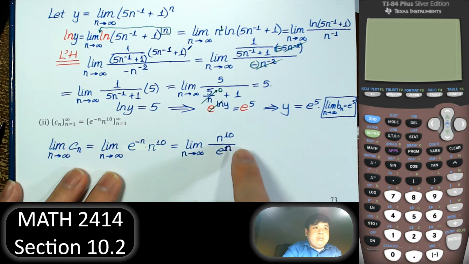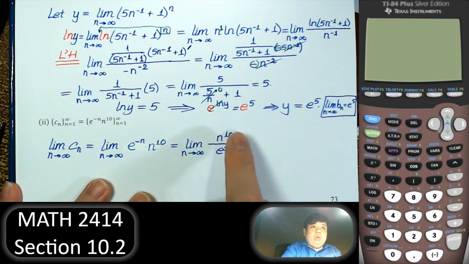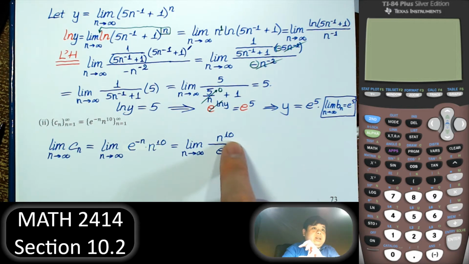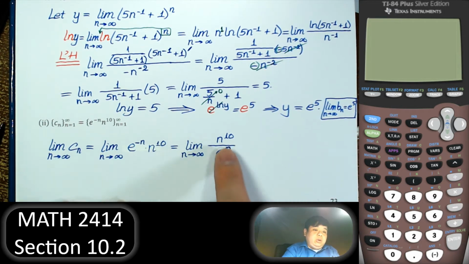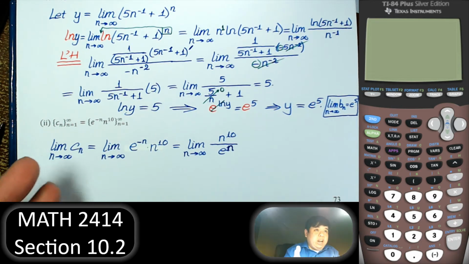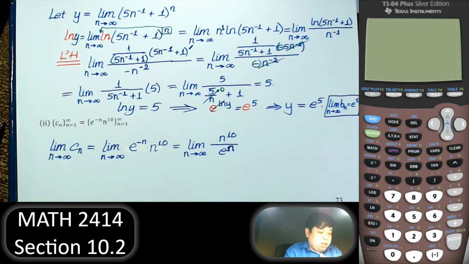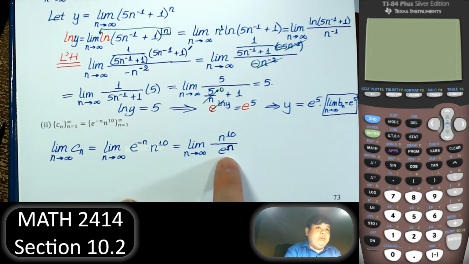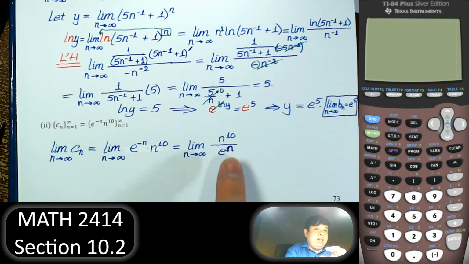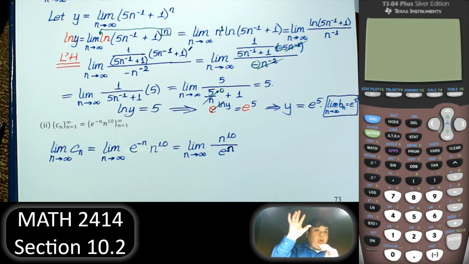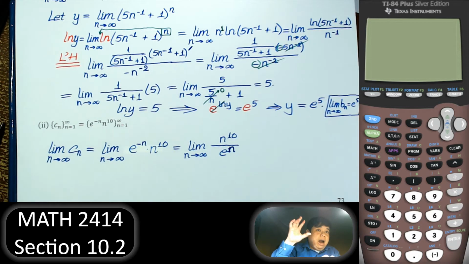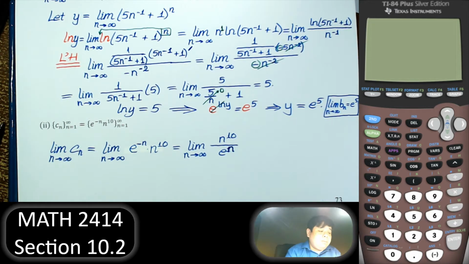So take the derivative of the top and the bottom. Take the derivative of the top, the power decreasing to 9, and then use the L'Hospital rule again, and then just keep doing that 10 times. The bottom, doesn't matter how you take the derivative, the bottom will stay e to the n. When you take the derivative of the top repeatedly, the power of n is decreasing.